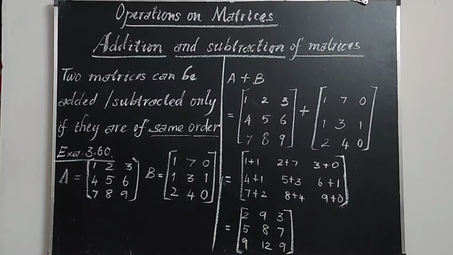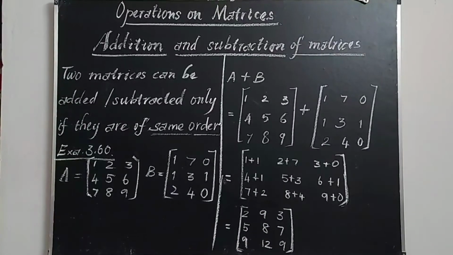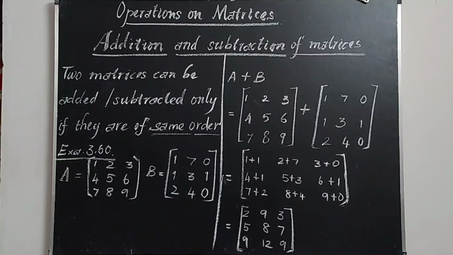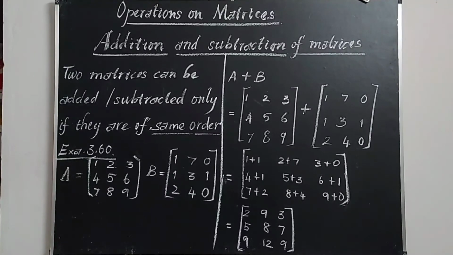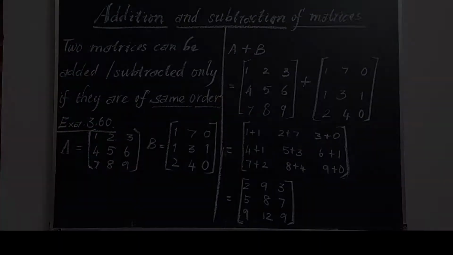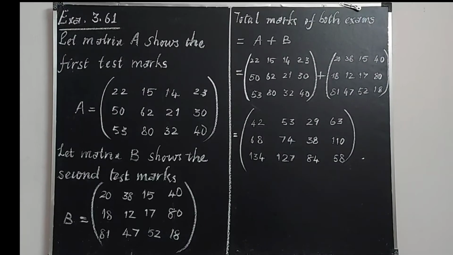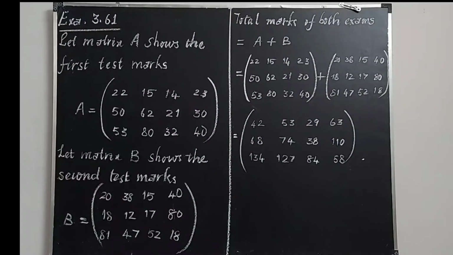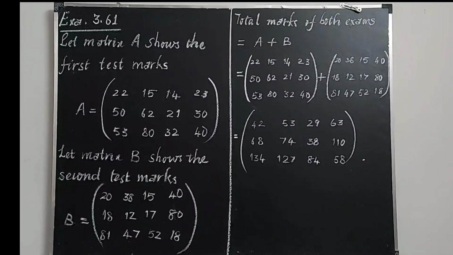So keep it in mind, people. The 2 matrices can be added or subtracted only if they are of same order. If the order differs, they cannot be subtracted or added. Let us see example 3.61. Go through the sum. It's on page number 145 of your book.